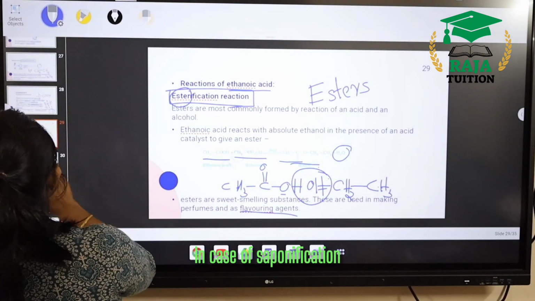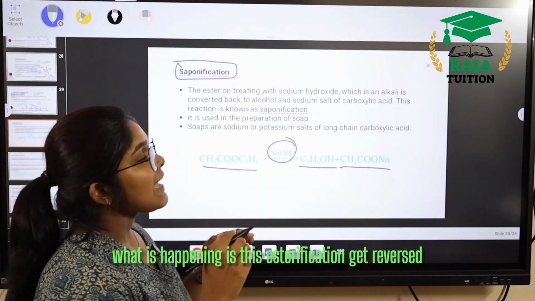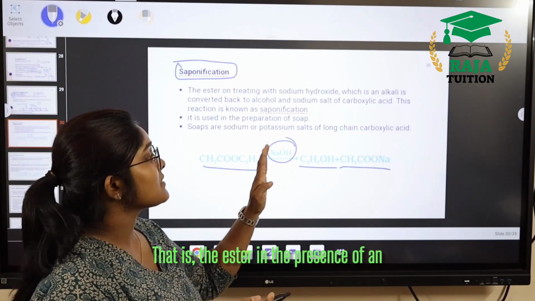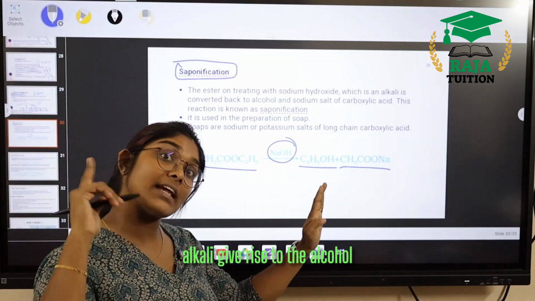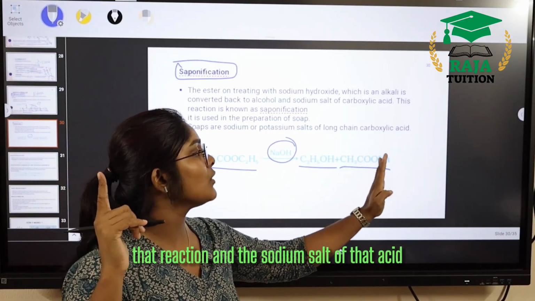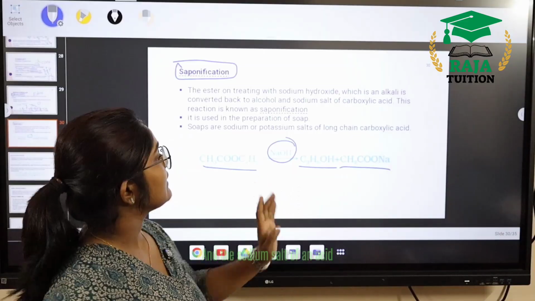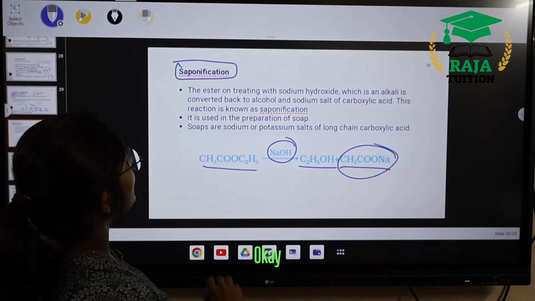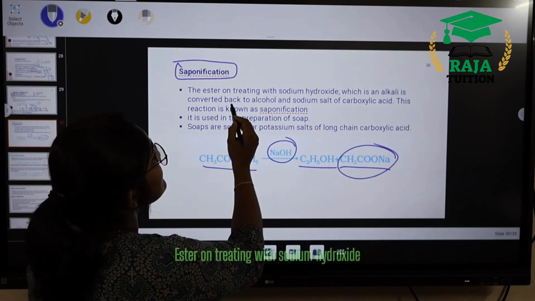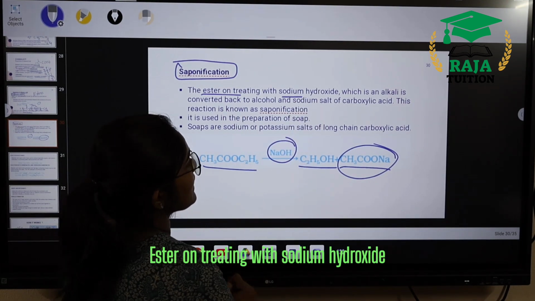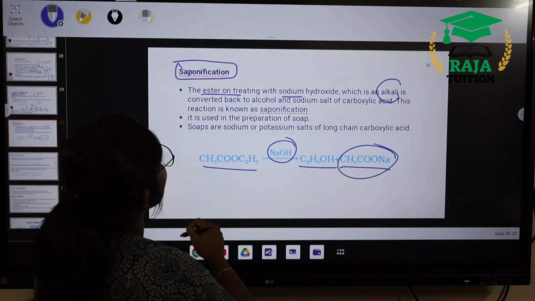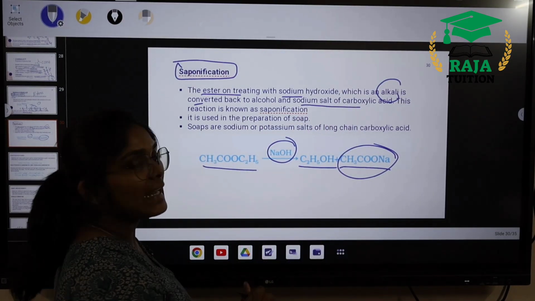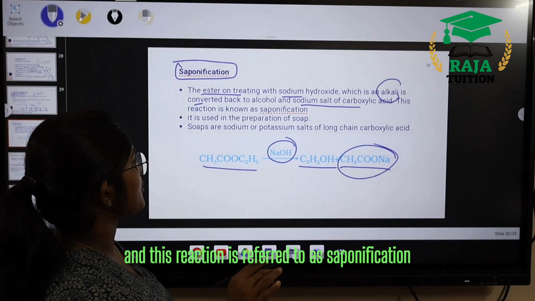In saponification, the esterification gets reversed. The ester in the presence of an alkali gives rise to the alcohol that we used in that reaction and the sodium salt of that acid, and the sodium salt of an acid has an importance. Now consider this: an ester on treating with sodium hydroxide, an alkali, gets converted back to alcohol and the sodium salt of the carboxylic acid, and this reaction is referred to as saponification.